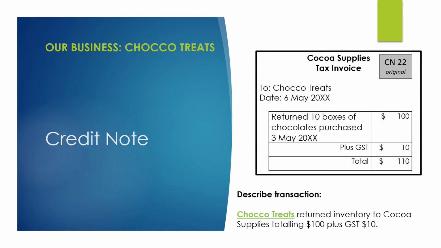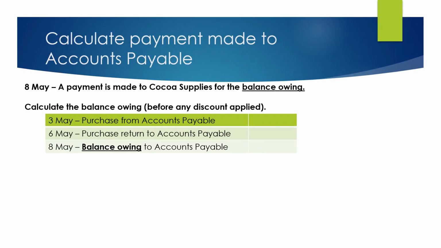$1,320. In this next transaction, we can see here from the credit note that Choco Treats returned inventory to Cocoa Supplies totaling $100 plus GST $10. This reduces the amount owing to Cocoa Supplies by $110. Here's the third transaction. On the 8th of May, a payment is made to Cocoa Supplies for the balance owing.